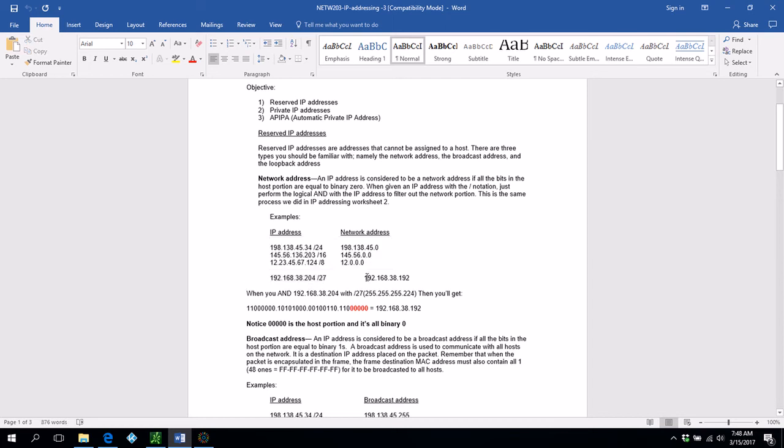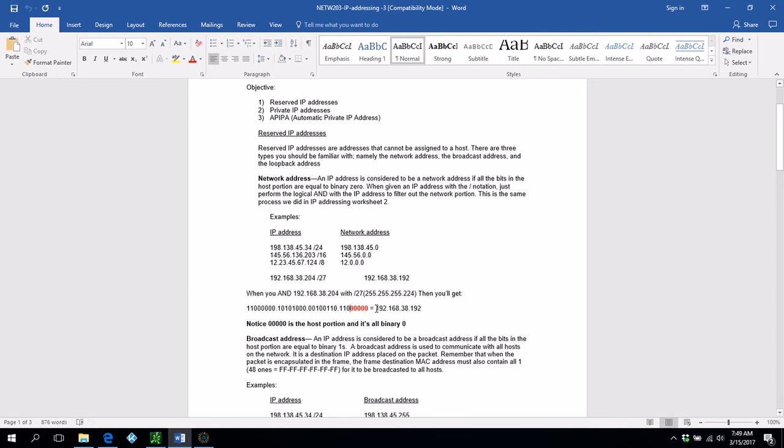What's the network address of 192.168.38.204/27? After you do the ANDing, the network address comes out to be 192.168.38.192. Remember, /27 says that the first 27 bits are your network address and the rest is your host. If you break 192.168.38.204 up into binary, like in worksheet number 1, the first 27 bits are the network address, from up to here.